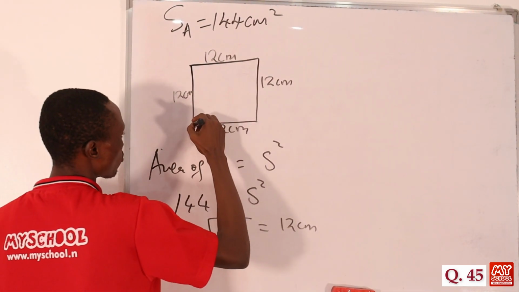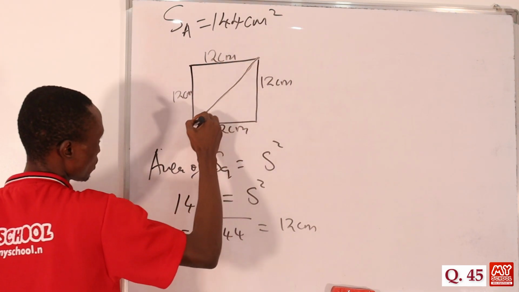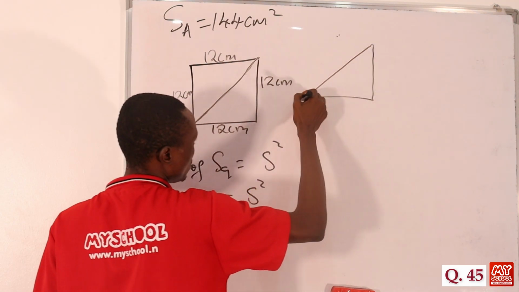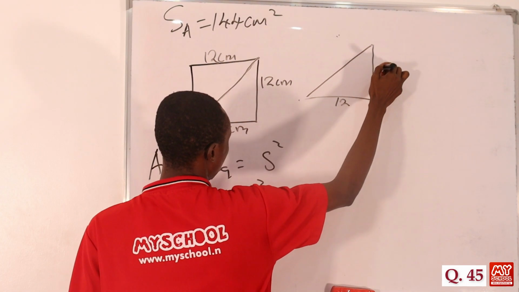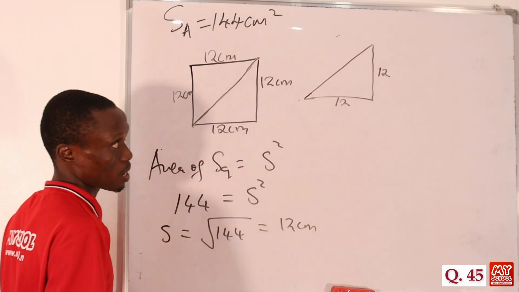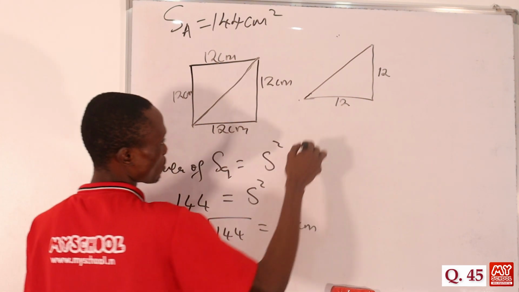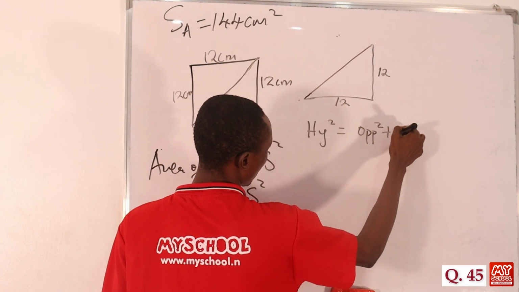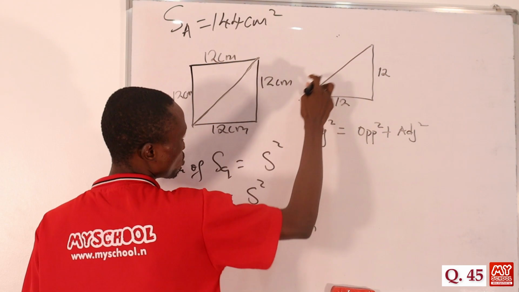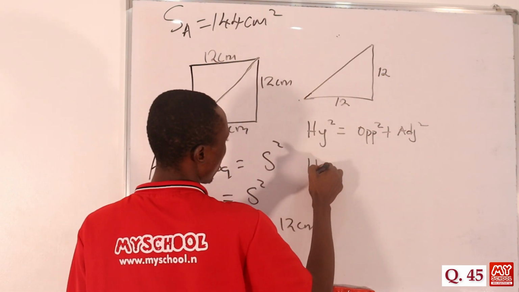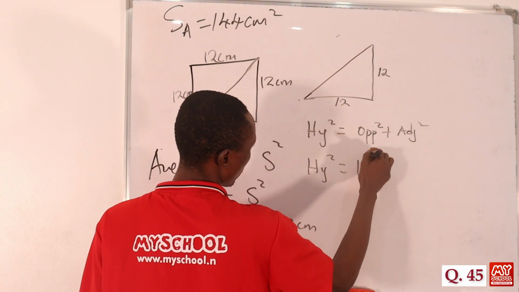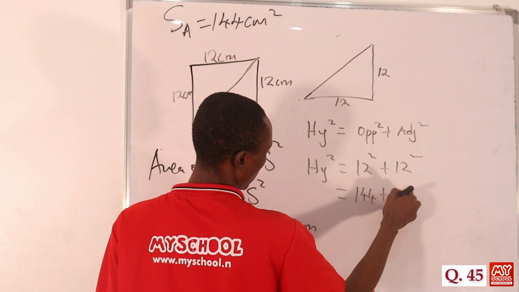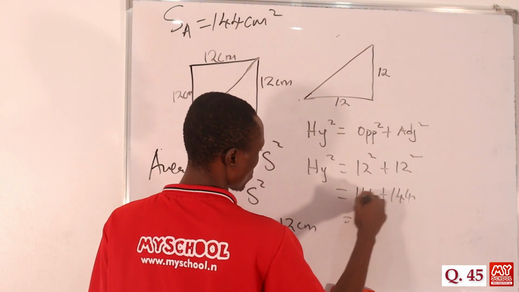But we are asked to calculate the diagonal, which is this line. So we can just take out this right angle triangle here. Here is 12 and here is also 12. So in this case, we can apply Pythagoras theorem, right? And remember Pythagoras theorem: the square of the hypotenuse is equal to the square of the opposite plus the square of the adjacent. Since we are looking for the hypotenuse, h squared is equal to 12 squared plus 12 squared. So this will be equal to 144 plus 144, right?